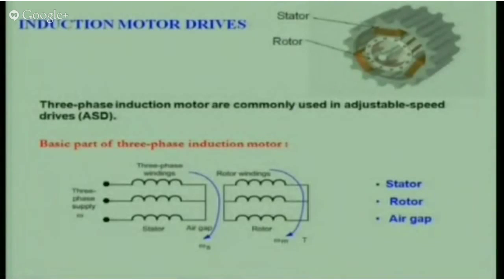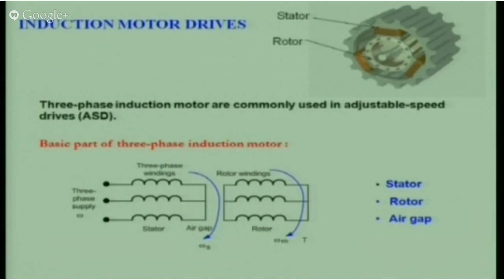Yes. So, induction motor drive, as you are seeing, it is rotating, right? The rotor is rotating, it has slots, the windings are inserted inside. So, two main units are there, one is stator, the other is rotor. Three-phase induction motors are commonly used in adjustable speed drives, ASD they call it. But adjustable speed can be only within the range of slip, mind it. Usse jyada ya usse kam aap nahi kar sakte. So the basic parts of a three-phase induction motor are the three-phase stator windings and rotor windings. So there are three parts, rotor, stator and air gap.